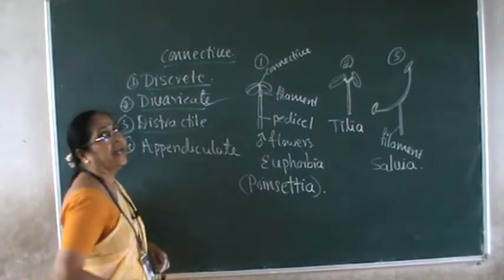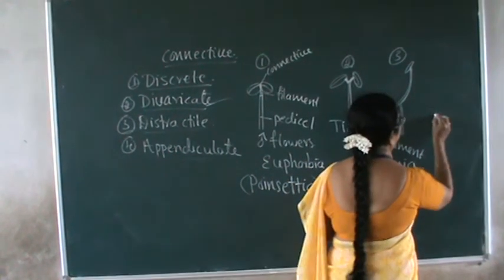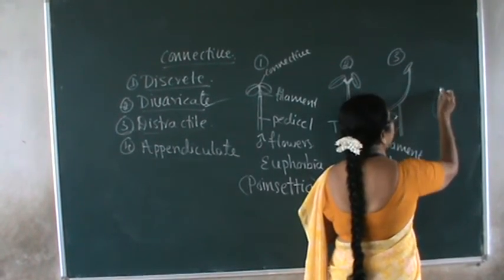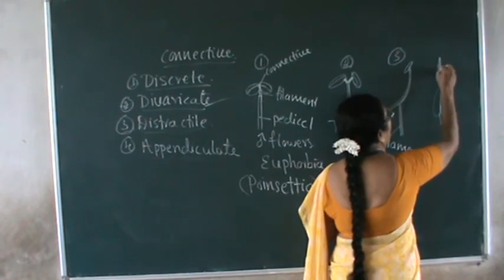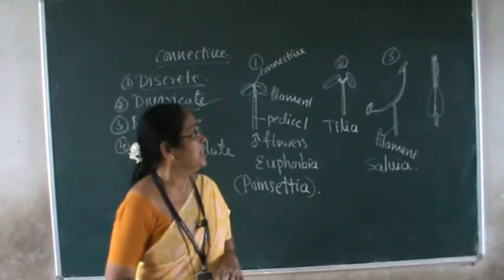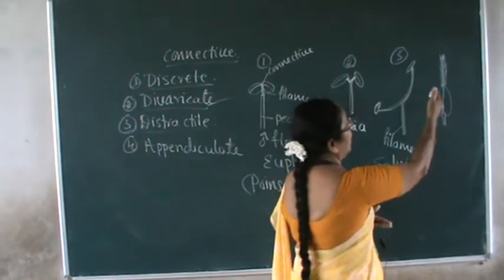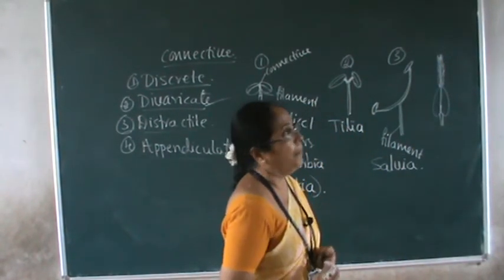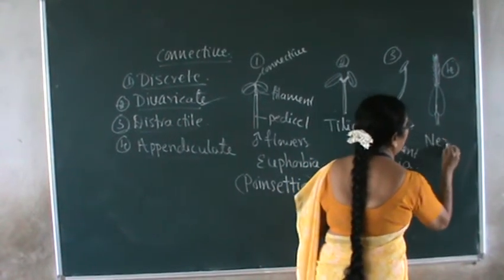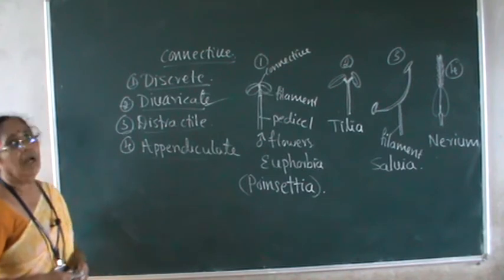The last kind is the appendiculate kind of anther. If the filament extends further beyond the length of the stamen and extends into a hairy appendage, this is the filament, and in the center there will be a connective tissue. If it extends further like this and ends with a fine, hair-like, feathery extra attachment on the top of the anther, that is the oleander, or the name of the plant is Nerium. Nerium is an example for the appendiculate kind of anther, depending upon the connective tissue.